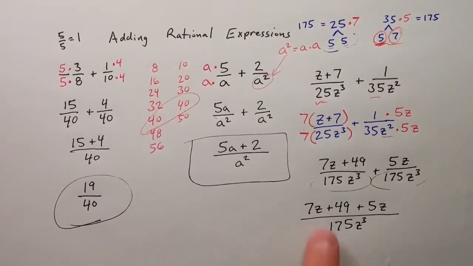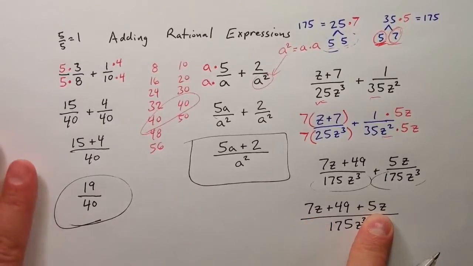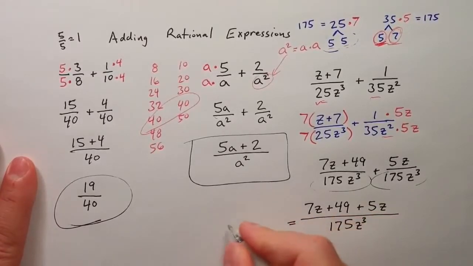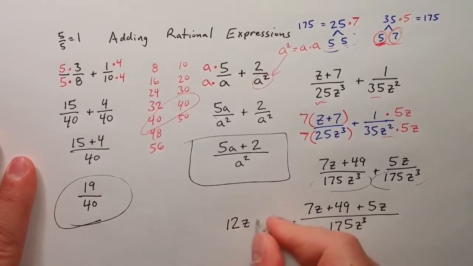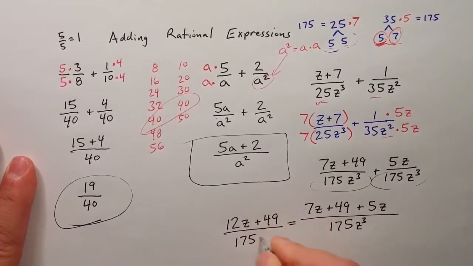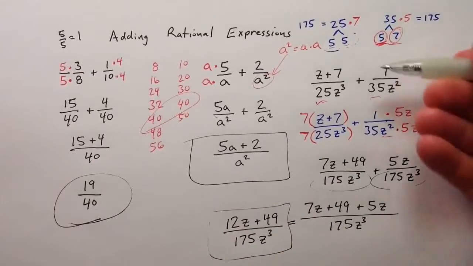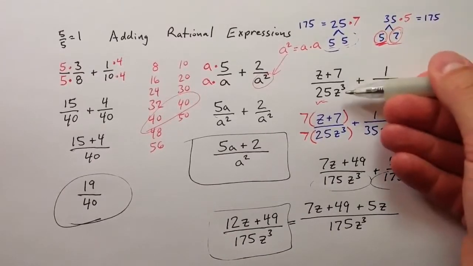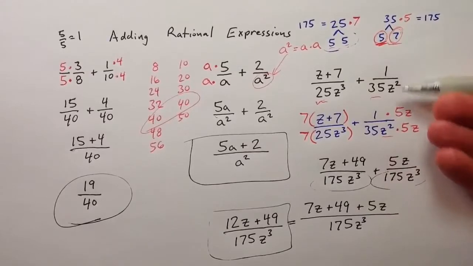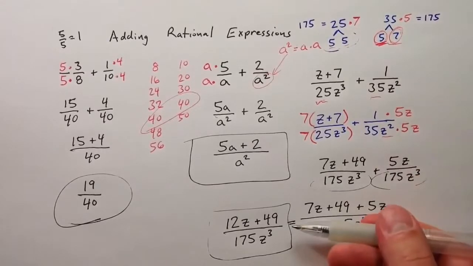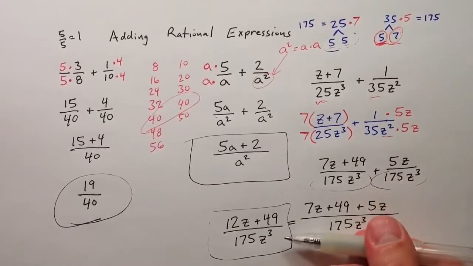And we're almost done, but there is one more thing that we can do. There's one bit of simplification. The 7z and the 5z, those are like terms. They both have the same variable raised to the same power, and so I can put them together and write this a little bit more simply as 12z plus 49 divided by 175z cubed. So for that last example, adding z plus 7 over 25z cubed with 1 over 35z squared, we end up with 12z plus 49 over 175z cubed.